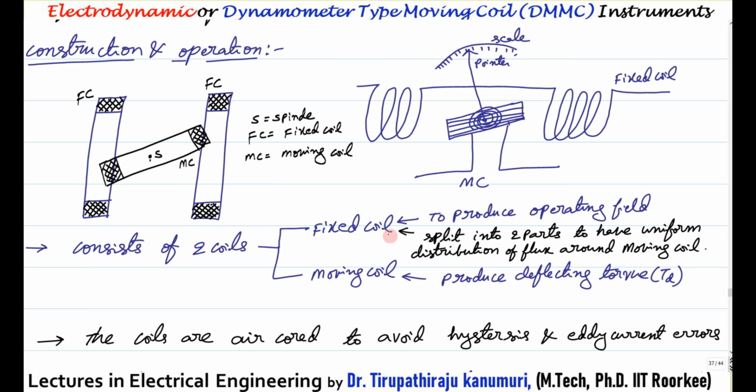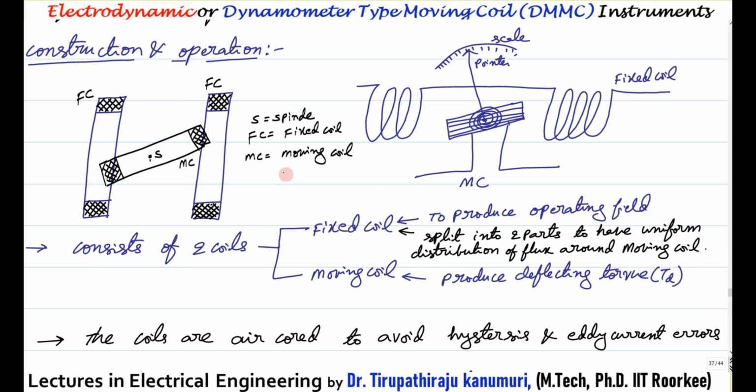The first one is the fixed coil. This fixed coil is used to produce the operating field, and generally it is divided into two parts. You can see this is one part, this is the second part. It is split into two parts to have uniform distribution of flux around the moving coil. The second part is the moving coil. This moving coil produces the flux that interacts with the fixed coil flux to produce the deflecting torque.